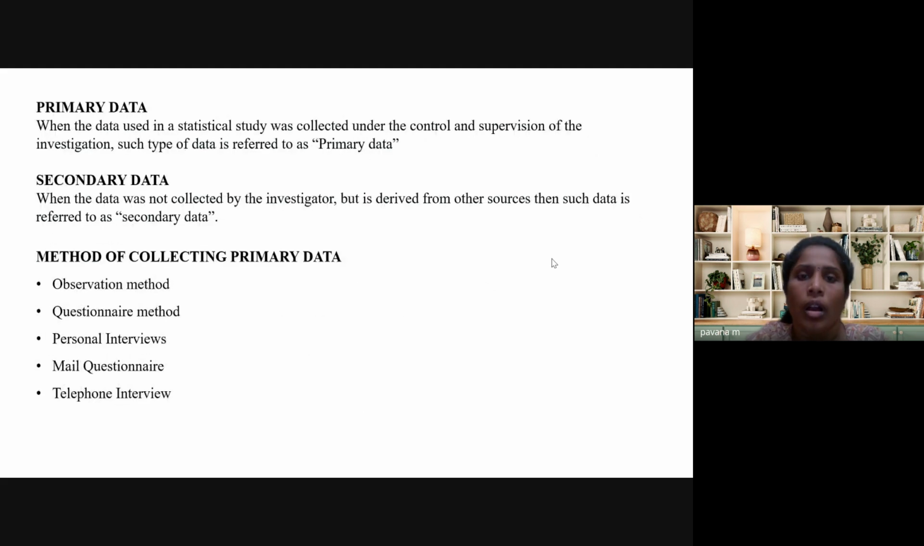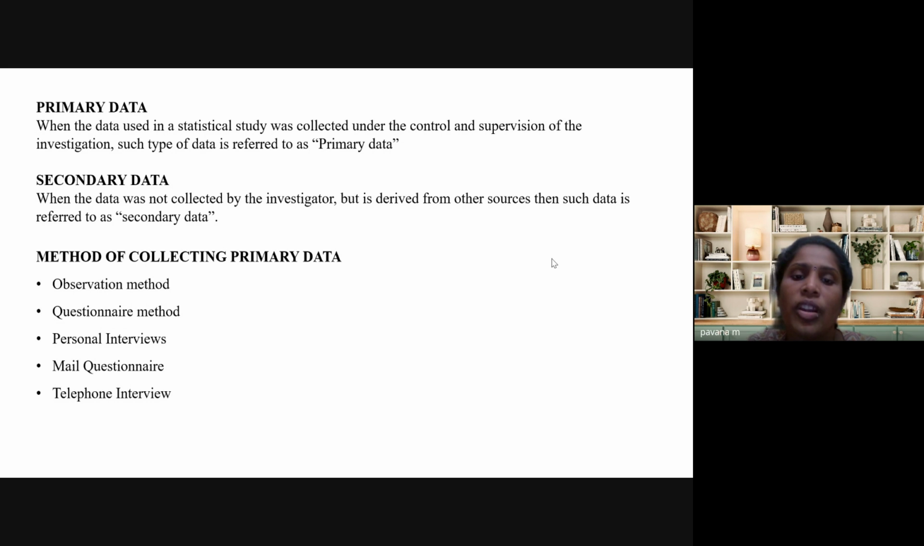So again, suppose you want to collect data, which type of data can we collect? For collecting data we have primary data and secondary data. So what is primary data? Primary data means first hand data. That means the person himself will collect that data, under the control and supervision of a particular investigator. Suppose you want to investigate a particular situation, then you will collect the data. That type of data is called primary data.